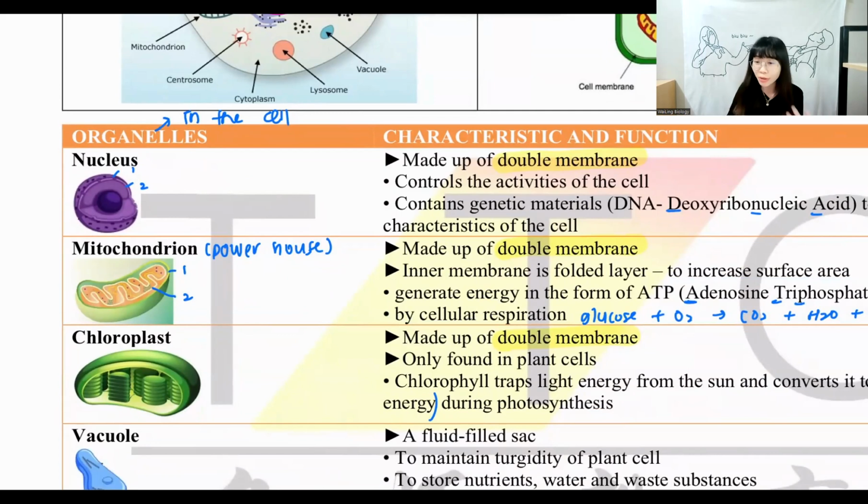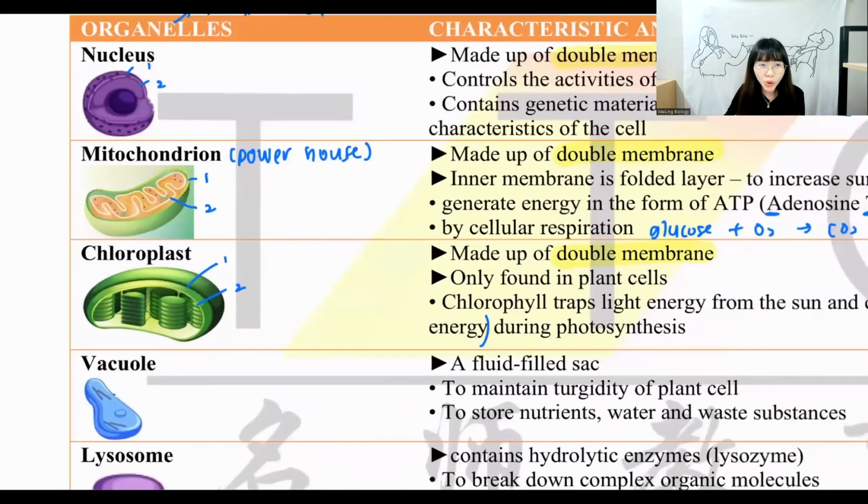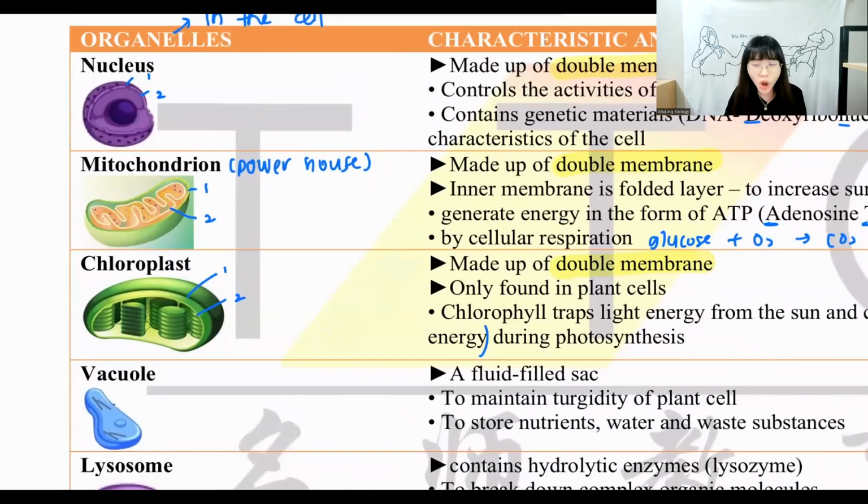Generate means produce, but we have to use the word generate, generate energy in the form of ATP. And then we have chloroplast, also two layer. The one in darker color is the first layer. The one in the lighter color is the second layer. So it's called double membrane. If you need to write similarity between nucleus, mitochondria, and chloroplast, we need to write they have double membrane.